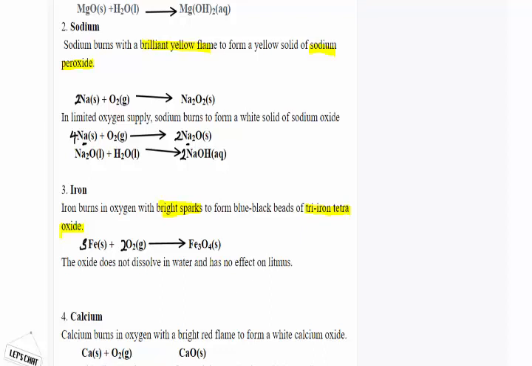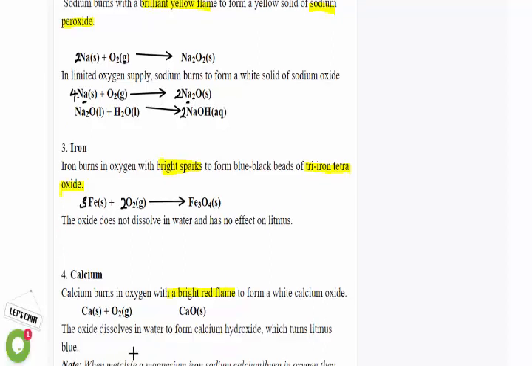Calcium. Calcium burns with oxygen with a very bright red flame to form white calcium oxide. In this case, calcium reacts with oxygen to form calcium oxide.